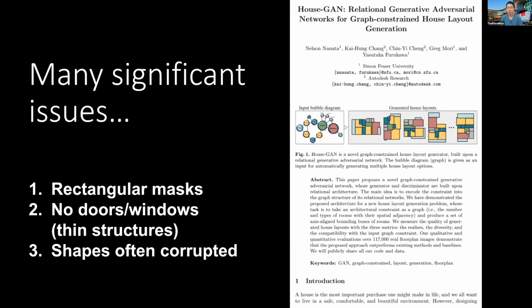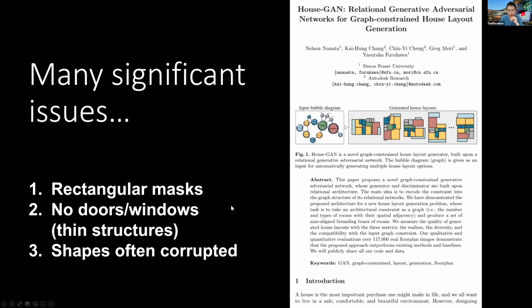But the real shape is everything is rectangle. And so the architecture did not understand the non-rectangular room shape. And also it could not generate doors or windows, which is actually very small. And again, training gets trickier if the resolution goes higher. So the difficulty in handling thin structure.